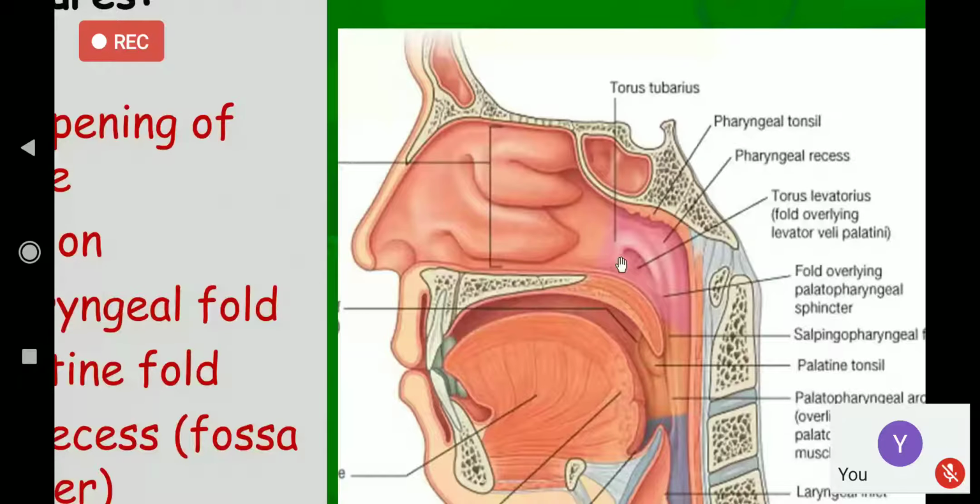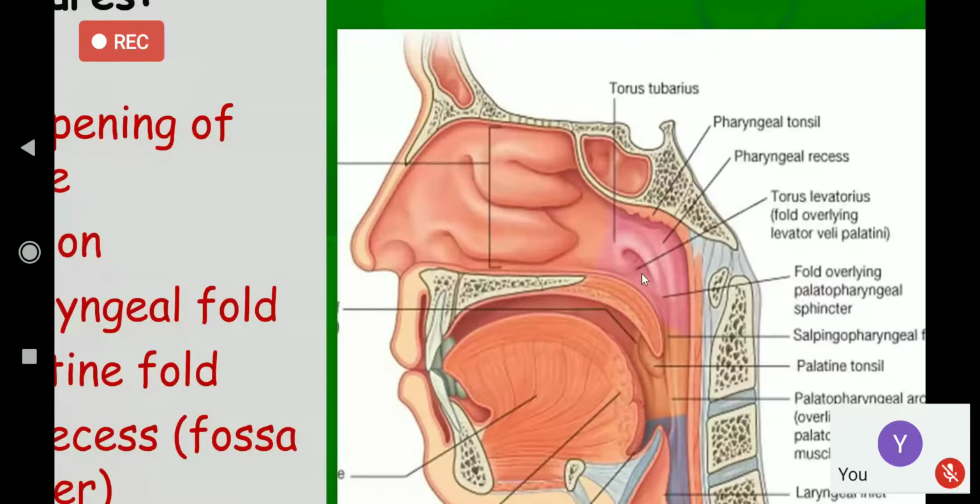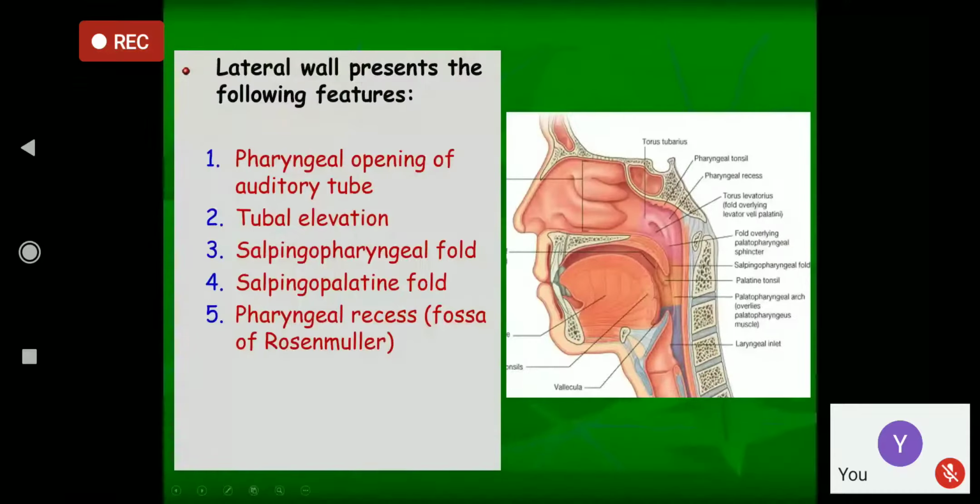Now, same thing. This one is known as the salpingopalatine fold. How is this fold formed? Inside this fold, we have the muscle known as the salpingopalatine muscle, and this muscle will be covered by the mucous membrane, which will form a slight elevation that is known as the salpingopalatine fold. So, in this way, all those structures are formed, and all those features are present in the lateral wall of the nasopharynx. This is all about the lateral wall of the nasopharynx.